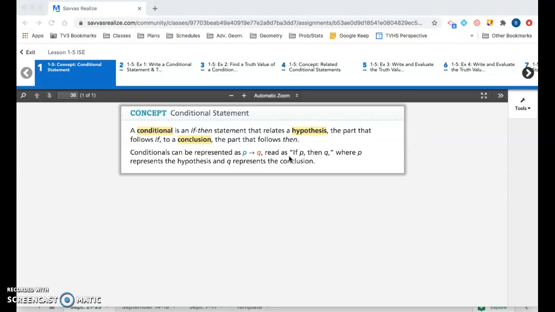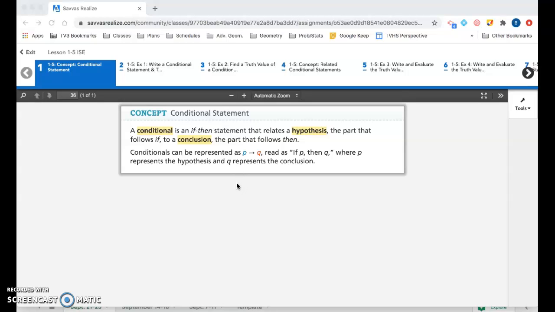So in geometry, we deal a lot with something called conditionals. So let's talk real quick about what a conditional is. As you can see on the screen, it says a conditional is an if-then statement that relates a hypothesis, which is the part that follows if, to a conclusion, which is the part that follows then.